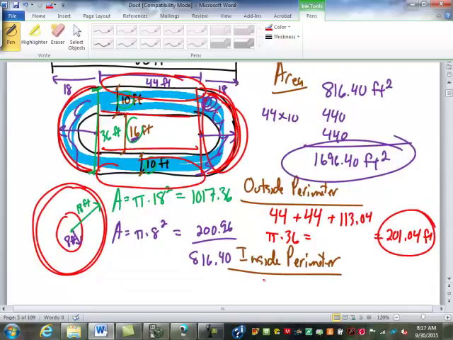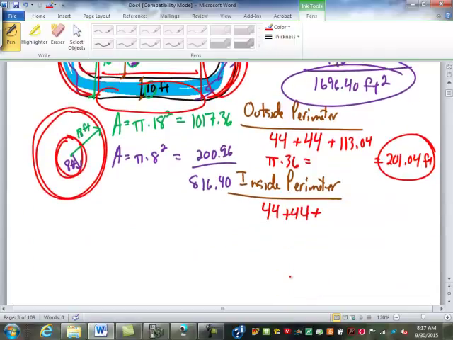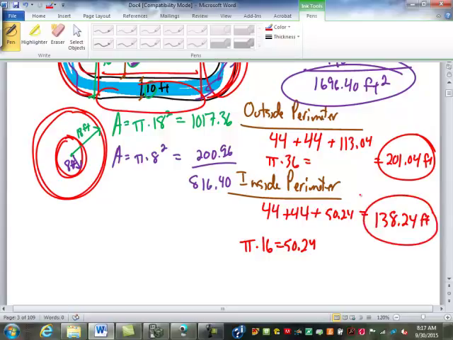Well, inside perimeter is 44 and 44 again. The difference is it's going to be this small circle. So it's this one here. So it's pi times 16, which is 50.24. So 88 plus 50.24 is 138.24 feet is the inside perimeter. What do you think?